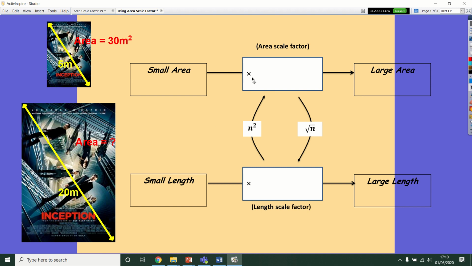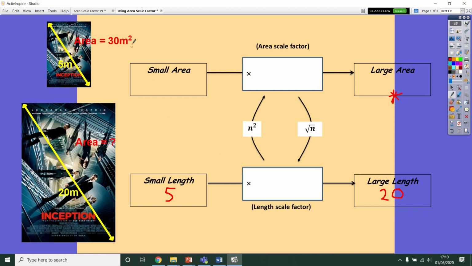Right, so let's see what we've got and put them in the right place. The thing that we want to get is the large area. We're aiming for this one, because that's the area of the large poster. But we've got small length of 5. It doesn't have to be a length along the edge. It can be any length that you measure on that one, as long as it's the same length that you measure on this one. The large length is 20.